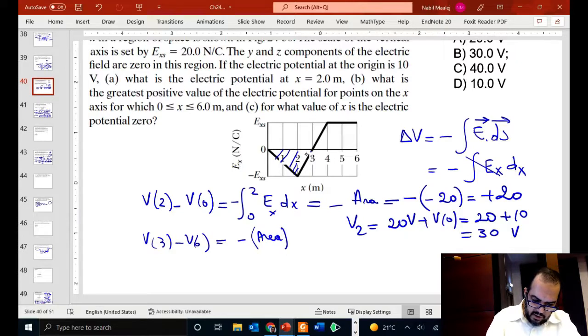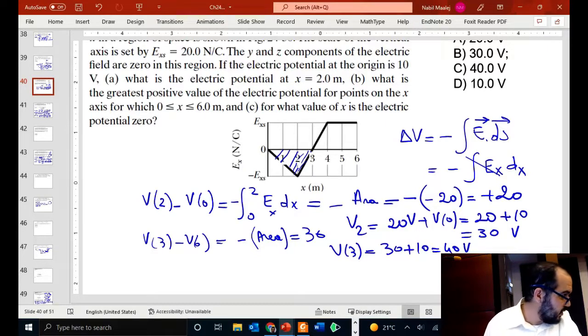So in this case, if I do the area under the curve, so that's 20 plus, in this case, the base times the height, so 20 plus, that's 30 plus 10, 40. So this is going to be equal here, the area under the curve is, see, what did we say? 30. So V at 3 meters is going to be 30 plus 10, that's 40 volts. And so on.